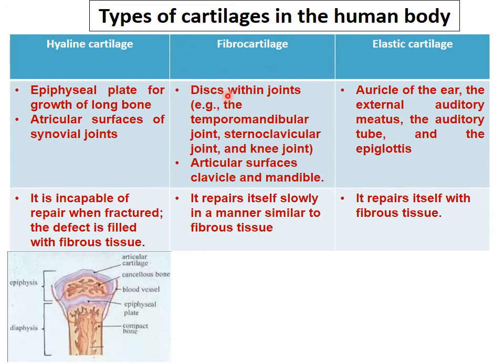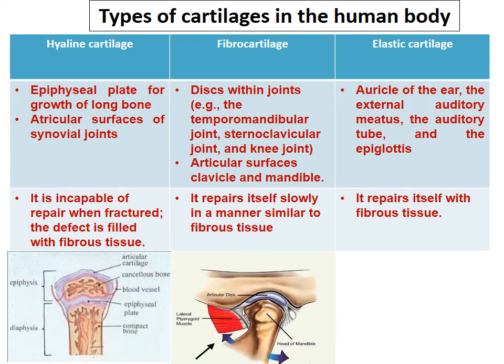But fibrocartilage is present in the disc within some joints, such as the temporomandibular joint, the jaw joint, and the sternoclavicular joint, between the sternum and the clavicle, and the knee joint, where there are cartilaginous discs made of fibrocartilage, or the articular surface of the clavicle and mandible. Also, this is fibrocartilage. If it is fractured, it repairs itself with fibrous tissue.